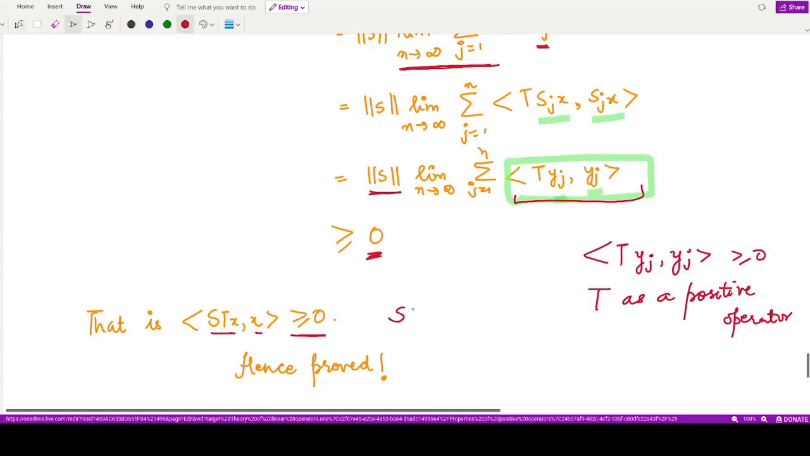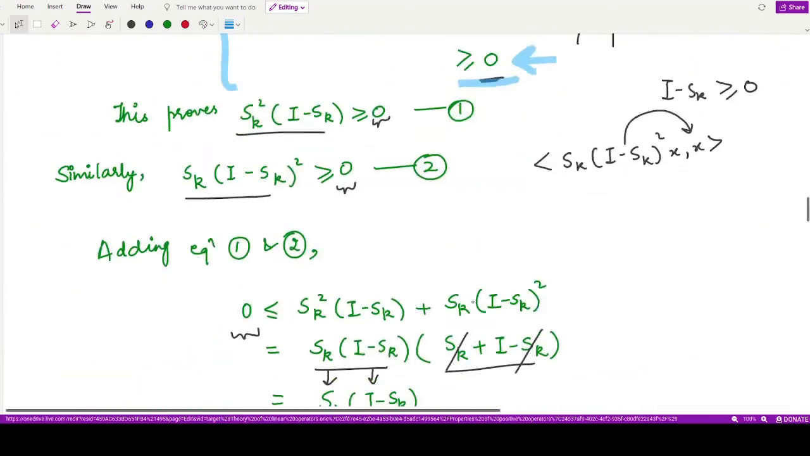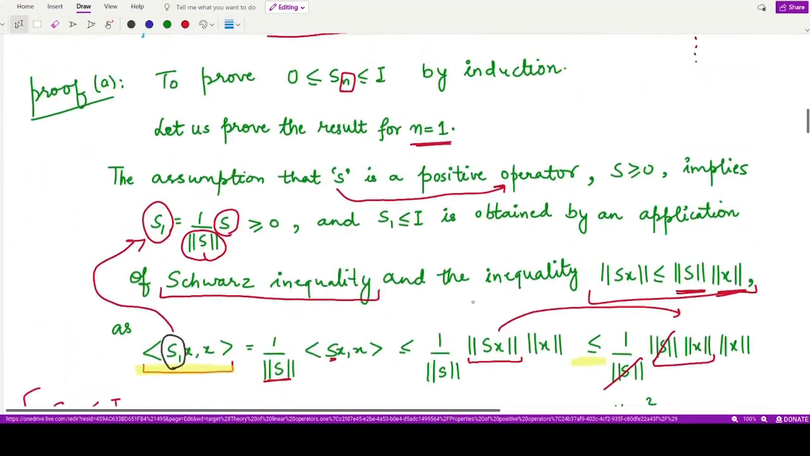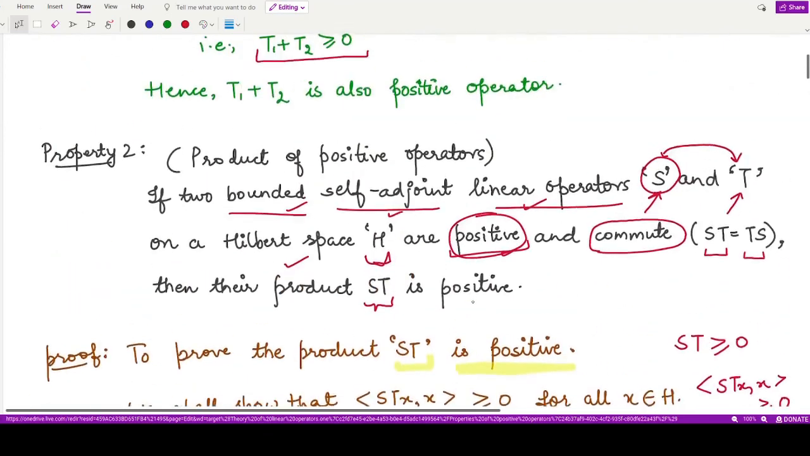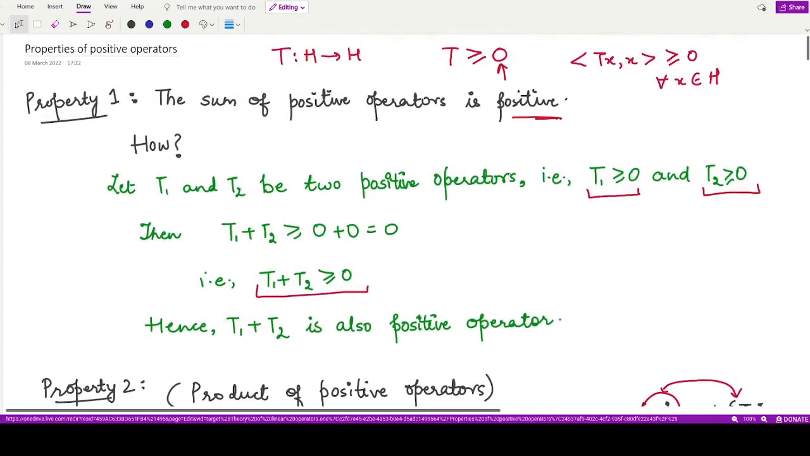So this implies that ST is a positive operator, and this is what we wanted to prove in this video. I hope you understood the proof. The proof was a little lengthy, however the result is quite simple. It states that whenever you have the product of two positive operators, that is also positive, provided the operators are bounded, self-adjoint, linear, positive, and commute with each other. And obviously we have also learned that the sum of positive operators is positive.